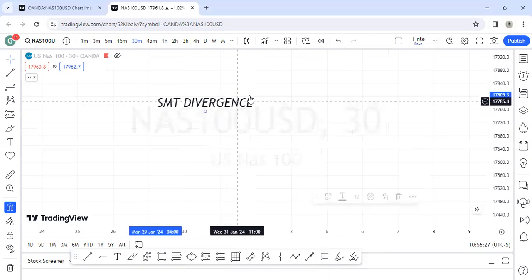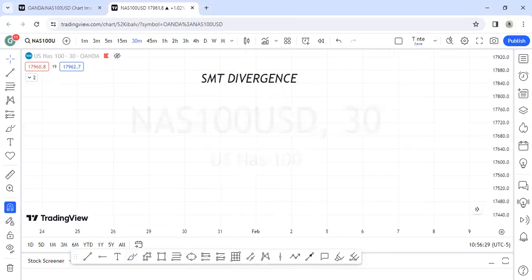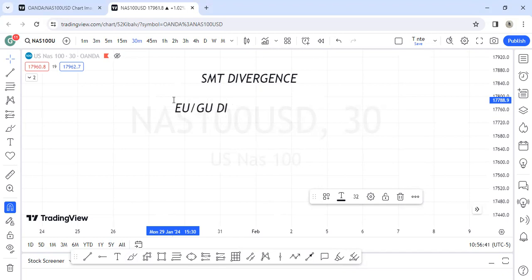There are so many ways you can apply it. I focus on EU-GU divergence. So focus on EU and GU. That's what we focused on. So what does this imply? Now, what am I talking about?